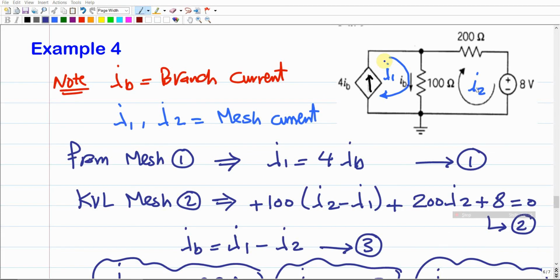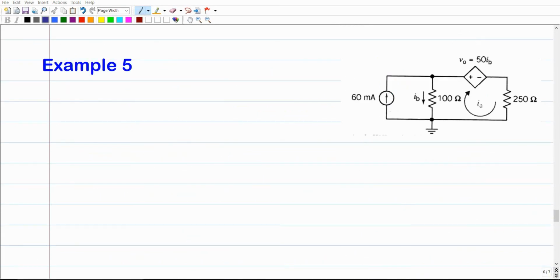Now let us consider a very similar example, but this one includes a controlled voltage source. It is a current controlled voltage source because it is 50 IB, and IB should be the current over this resistance. It's going to be a very similar example, but there is a difference in the type of the controlled voltage source that we're already using. So we're going to do the same.